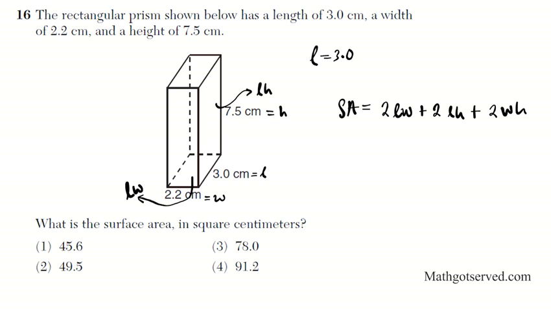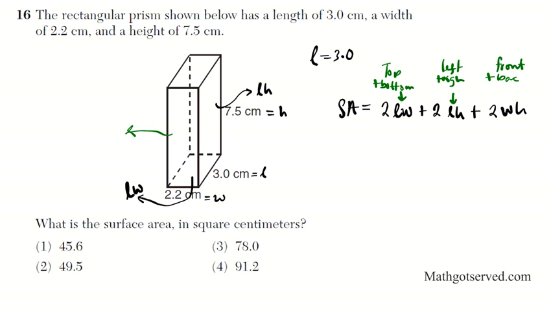So let me just put some letters here to help you understand this. LW is top plus bottom. Okay? And that's right, this one, and then LH is left plus right. Left and right is LH because this side is LH, the other side is LH, and then WH is the front, the area of the front. So WH is the front and back, front plus back.